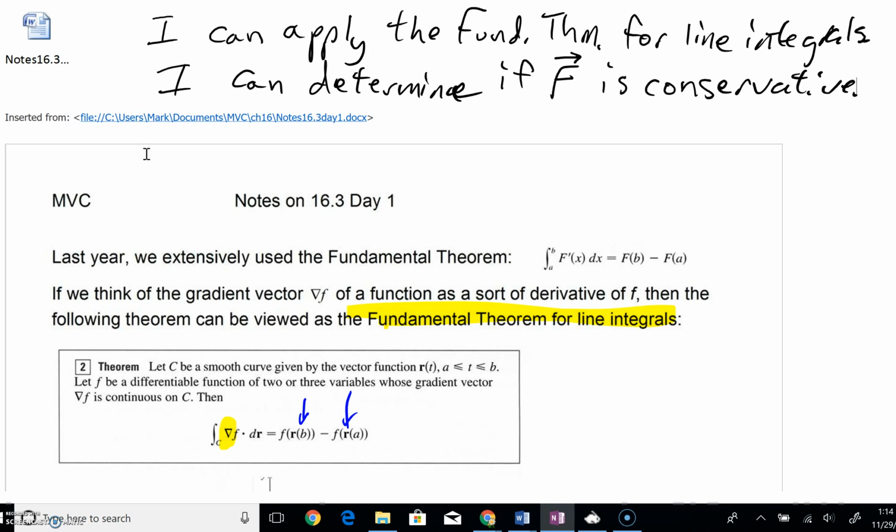You can see we've got a couple of learning targets. I can apply the fundamental theorem for line integrals. Wow, there's a fundamental theorem. We're going to talk about that in a moment. And then I can determine if capital F, which would represent the vector field function, is conservative.